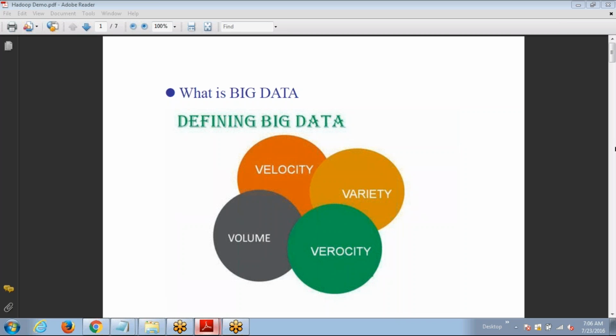Yes, Likita, go ahead. I have a few doubts regarding Scoop, Flume, Oozie and Zookeeper, sir. Yeah, we are going to do that one. We are going to cover completely whatever you said, all those ecosystem components we are going to cover completely.